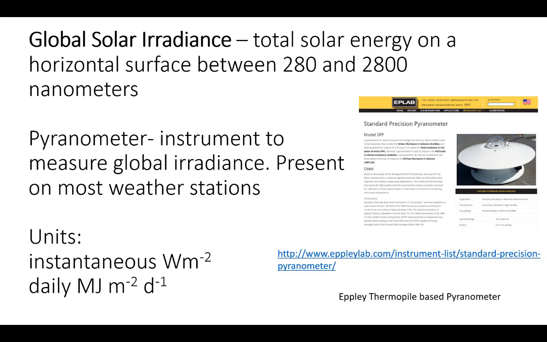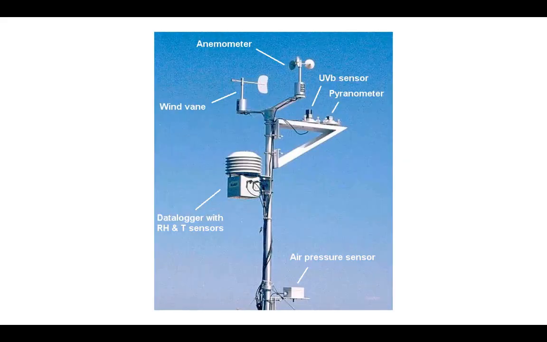This is an Eppley pyranometer that does measure the full spectrum. It's about a $5,000 or $6,000 instrument, right? So these are not normally on a weather station. What we normally see is something like this. Here's a weather station, and here you see the pyranometer. It's still a small plastic cylinder mounted level here on the top of the weather station.